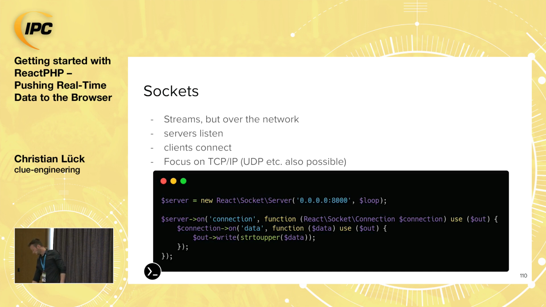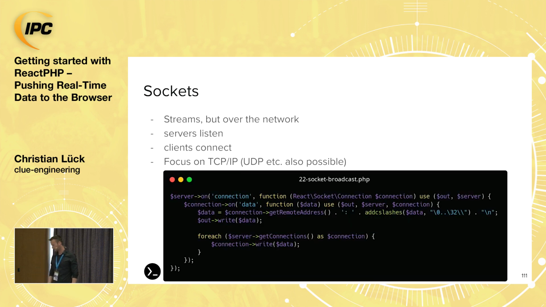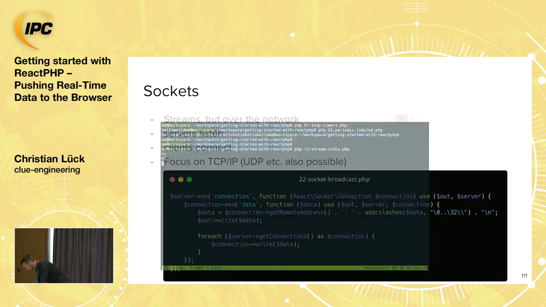And just to make this slightly more interesting, the next thing we can do, this will only send the data to the console, so nobody is able to see it. We can, of course, also receive the data and then just iterate over all open connections and send it back to every connection, which means this is pretty much all we need for a chat application. And I want to show you this in the command line.